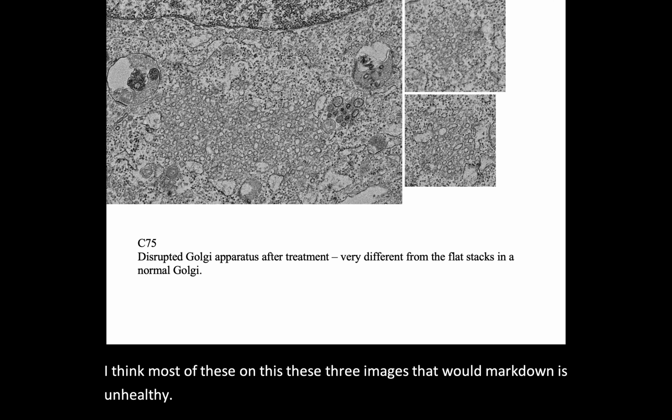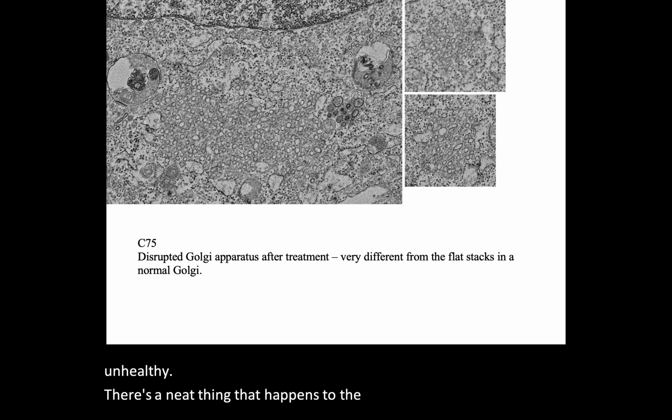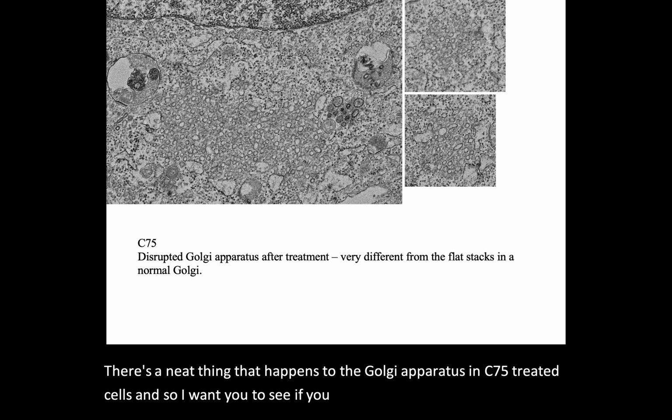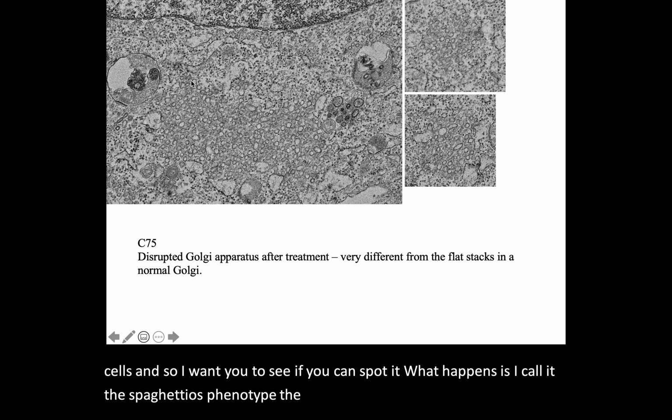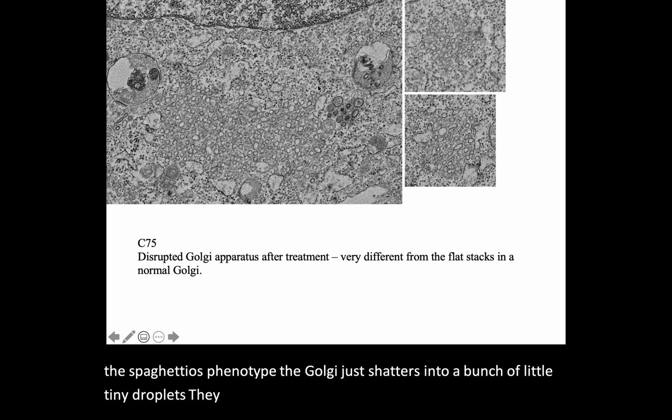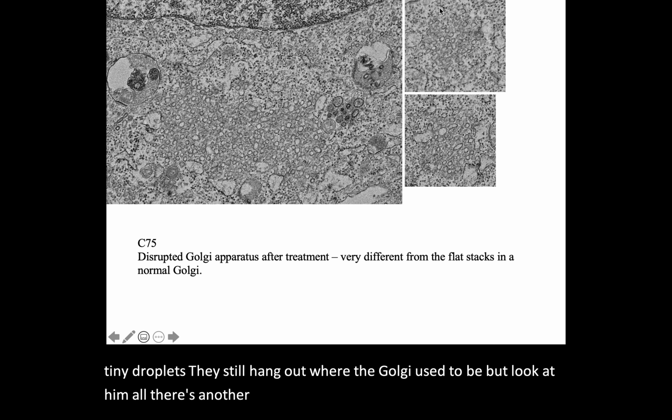There's a neat thing that happens to the Golgi apparatus in C75 treated cells, and so I want you to see if you can spot it. What happens is, I call it the SpaghettiOs phenotype. The Golgi just shatters into a bunch of little tiny droplets. They still hang out where the Golgi used to be, but look at them all. There's another little patch of them, and there's another little patch of them.